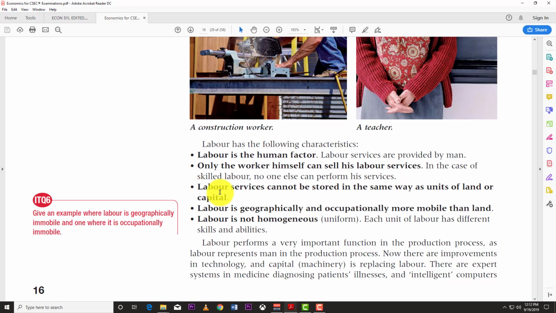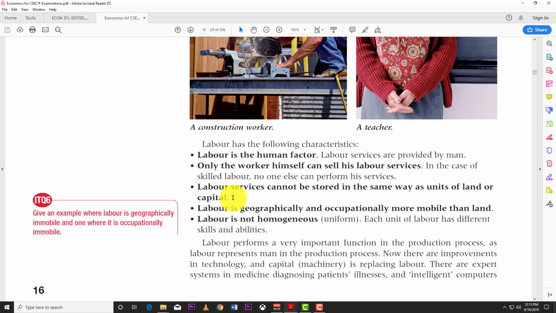Next characteristic of labor. Labor services cannot be stored in the same way as units of land or capital. Of course you cannot really store labor services because labor is mental and physical. So you cannot really say, okay, I'm going to exert this effort today and put it up for tomorrow. You can't do that.